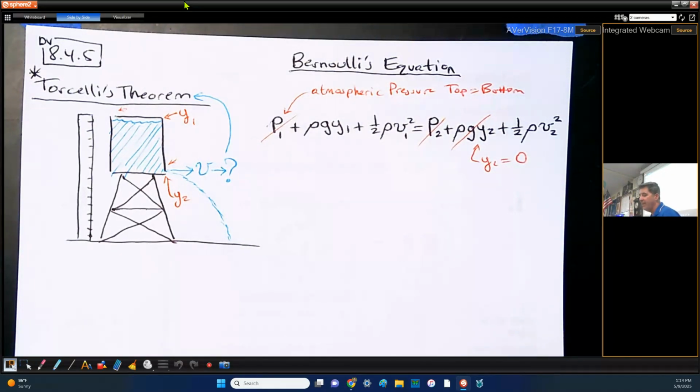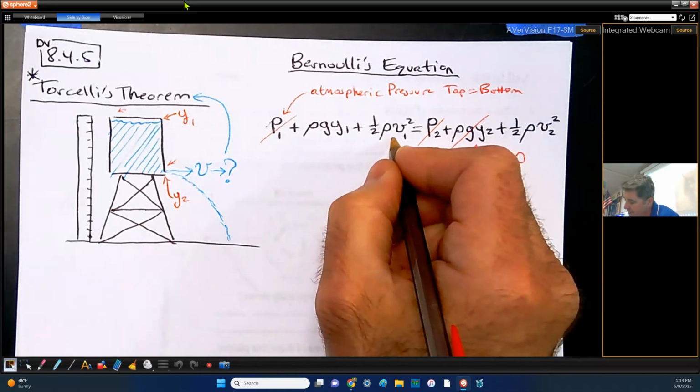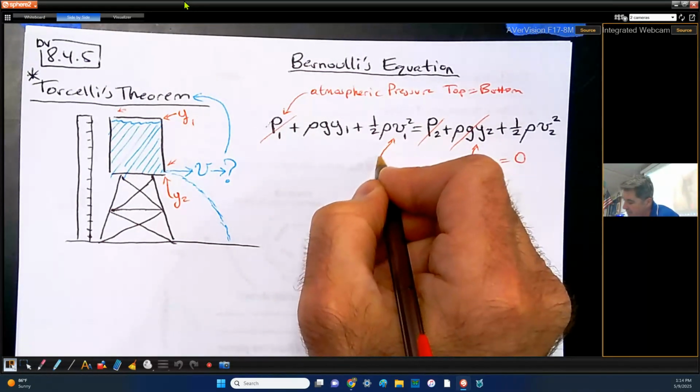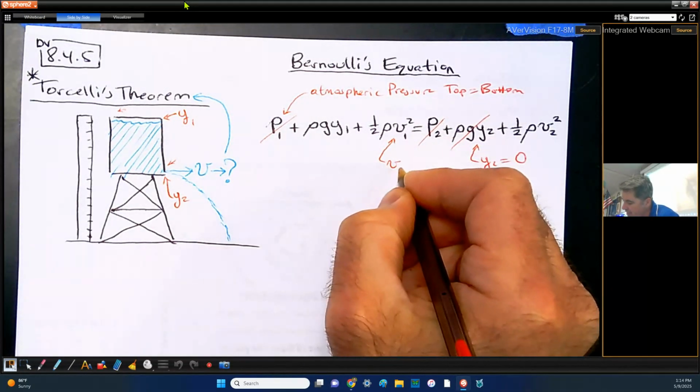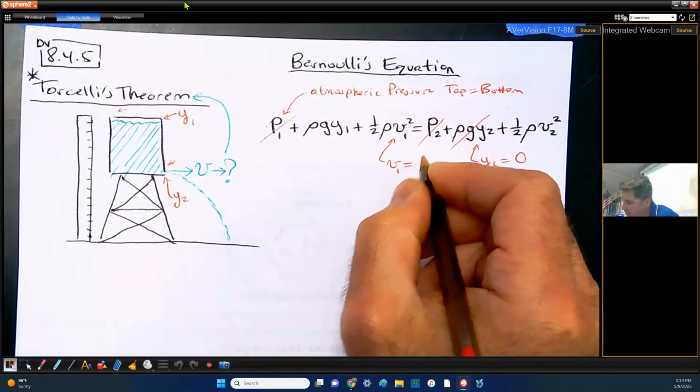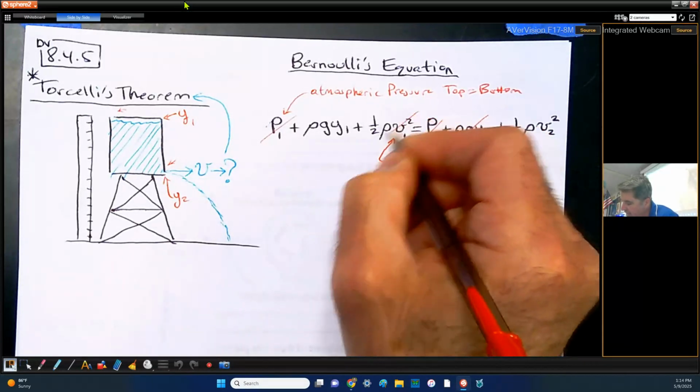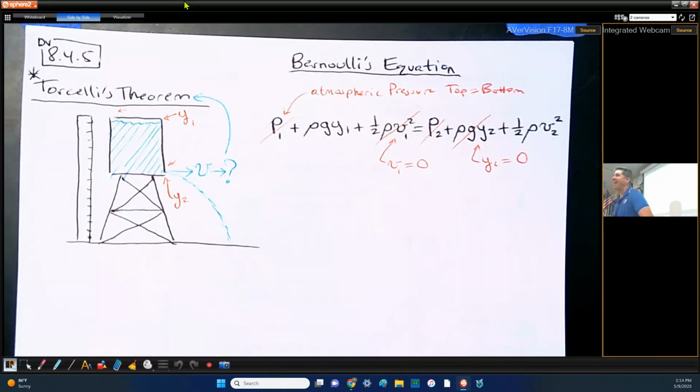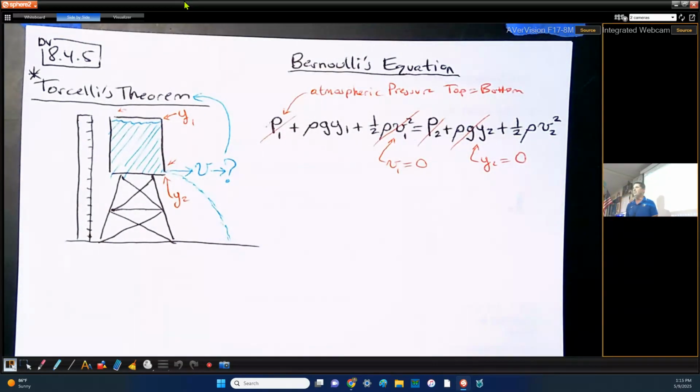Isn't that awesome? I'm just getting rid of stuff. I want to get rid of this one. How can I get rid of this one? Are you telling me velocity 1 equals 0? And yeah, it does equal 0. It doesn't actually equal 0. It doesn't. But it does, right? The reason it doesn't, because if this is a giant volume of water, and this is a little hole, this is going to go out pretty fast.